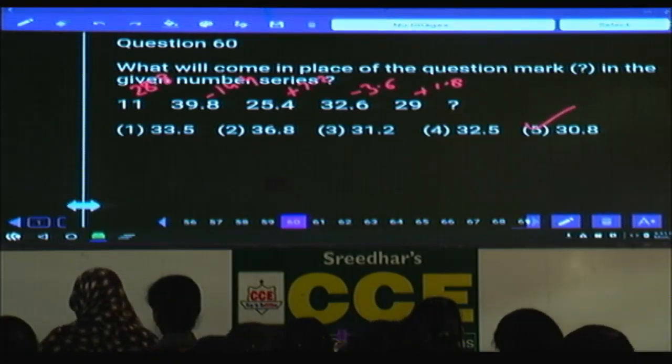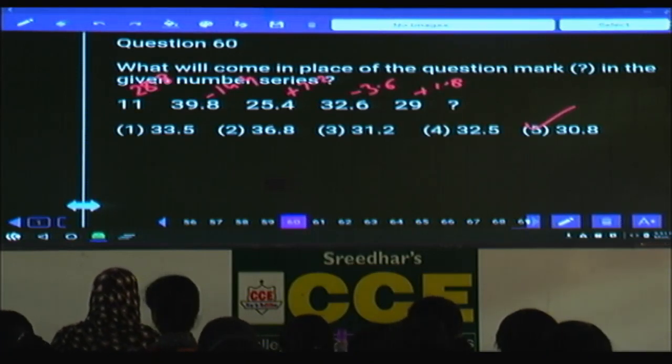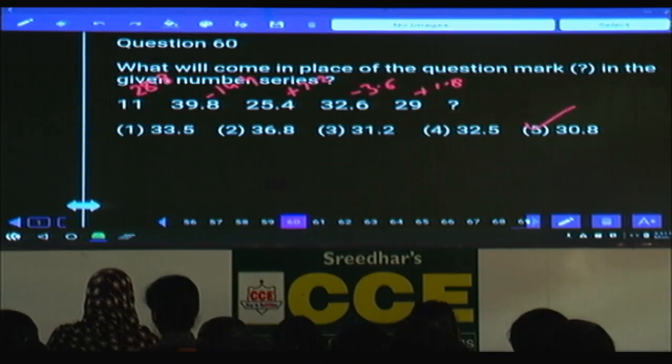Yes, any doubts in this paper? Now finally we have done with this 452, 66 to 100 and 56 to 60. Done with this?